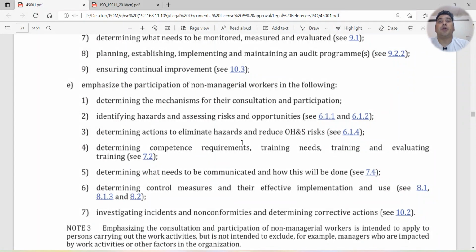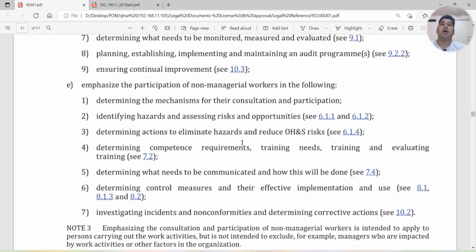Whenever you are doing any risk assessment, you are going to identify the hazards and assess the risk also, and you are going to apply the control measures. So in this complete process, you have to make sure that you are involving the workers, you are consulting with them, and you are making sure that they are also participating in this process, because they are the main people who are going to give you very important and crucial information for the risk assessment, because all the time they are the ones who are going to use the process, equipment, services, etc. So they are the best people to give you very crucial information to control the hazard and risk. Then determining actions to eliminate hazard and reduce OHS risk.